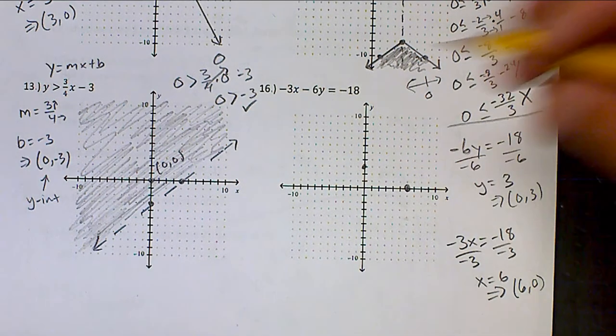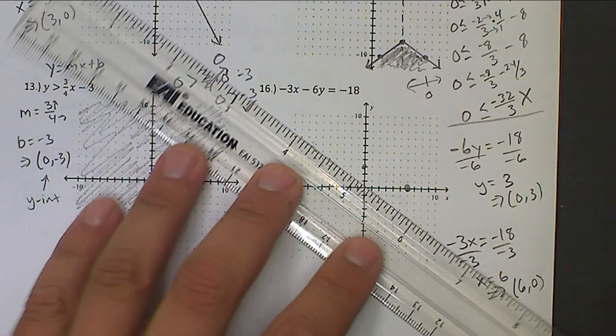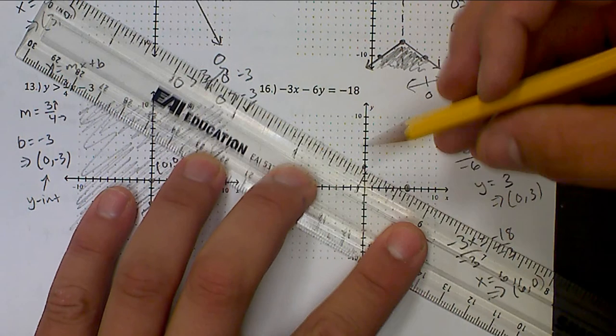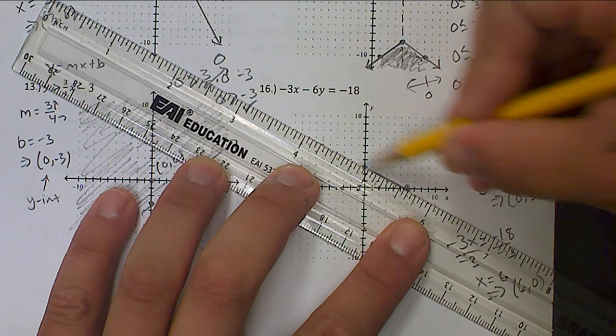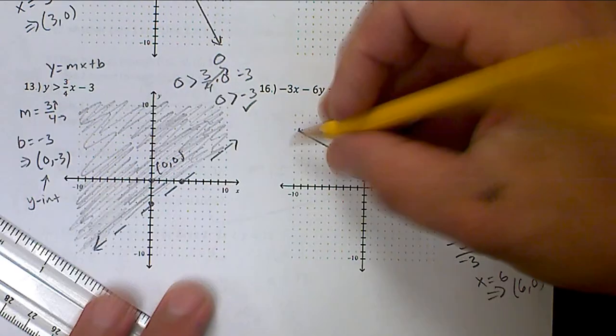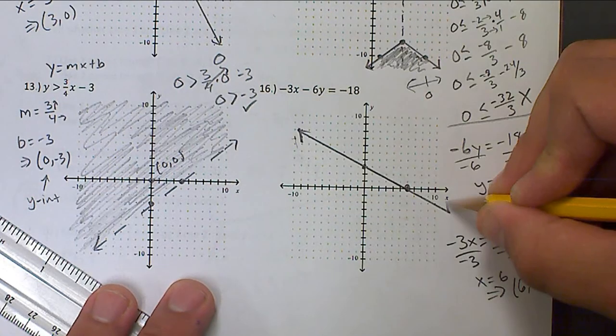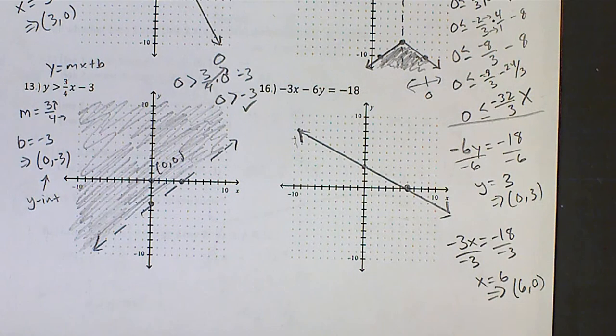We have an equal sign, so we're going to go ahead and just draw the line like so. And that's your linear equation: negative 3x minus 6y is equal to negative 18.